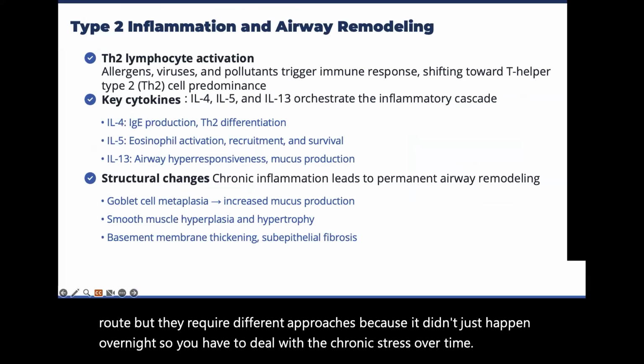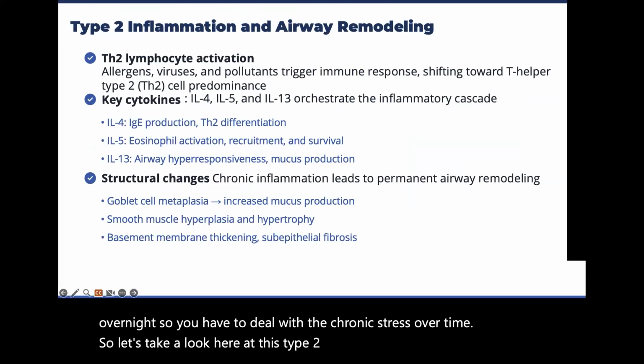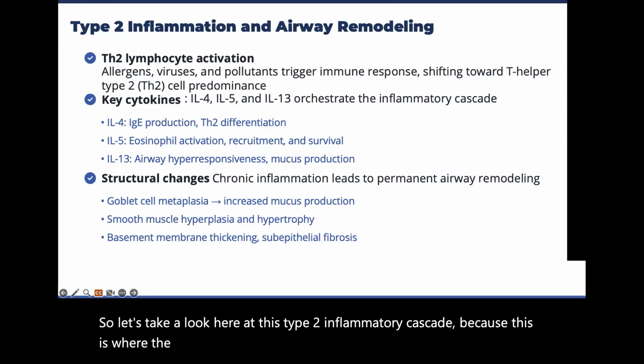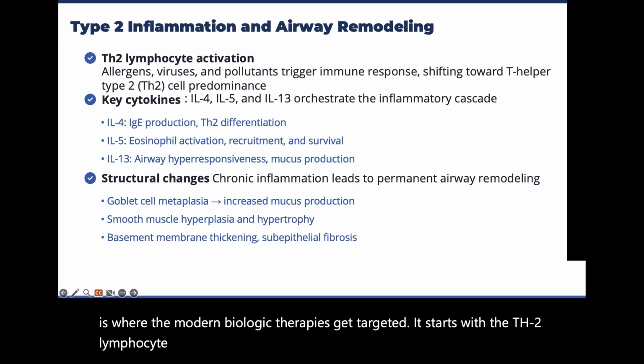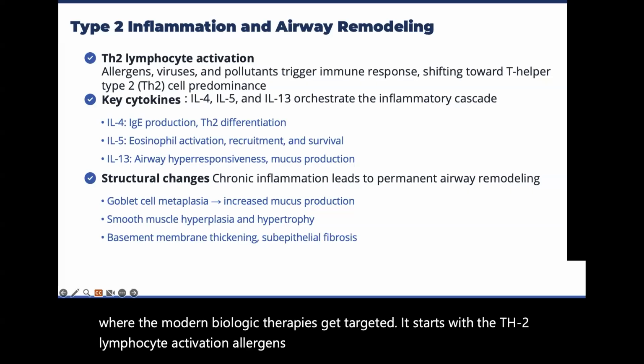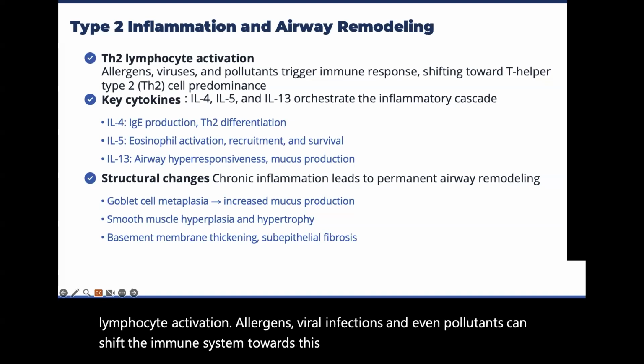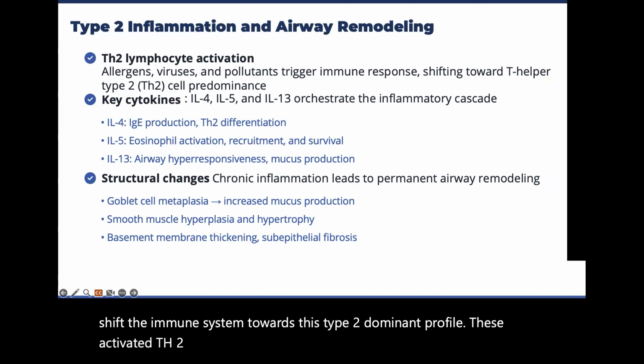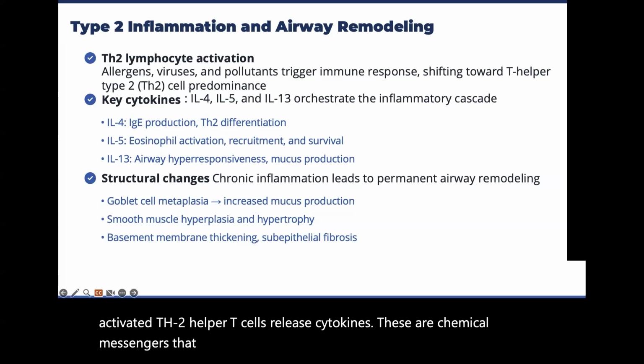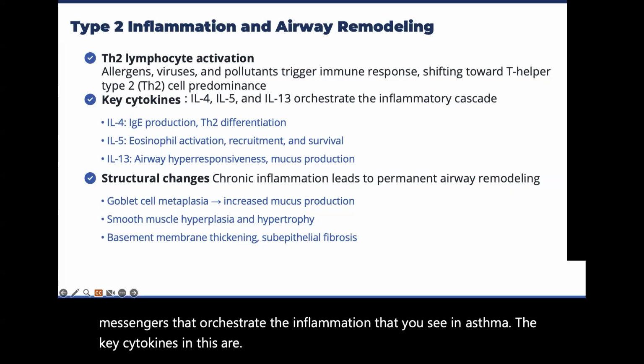So let's take a look here at this type 2 inflammatory cascade, because this is where the modern biologic therapies get targeted. It starts with the Th2 lymphocyte activation. Allergens, viral infections, and even pollutants can shift the immune system towards this type 2 dominant profile. These activated Th2 helper T cells release cytokines. These are chemical messengers that orchestrate the inflammation that you see in asthma. The key cytokines in this are IL-4, IL-5, IL-13.